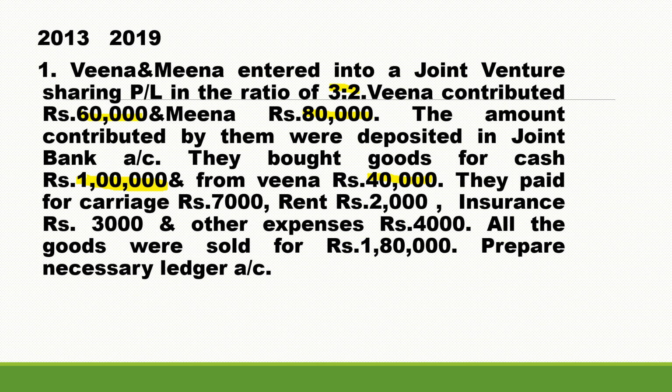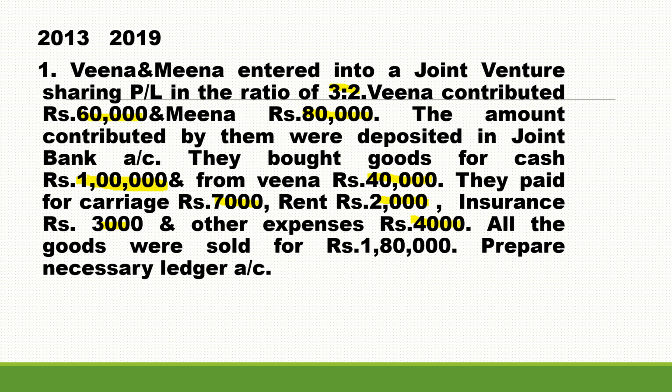They paid carriage 7,000 plus rent 2,000 plus insurance 3,000 and other expenses 4,000. So total expenses comes to 16,000. 7 plus 2 plus 3 plus 4.